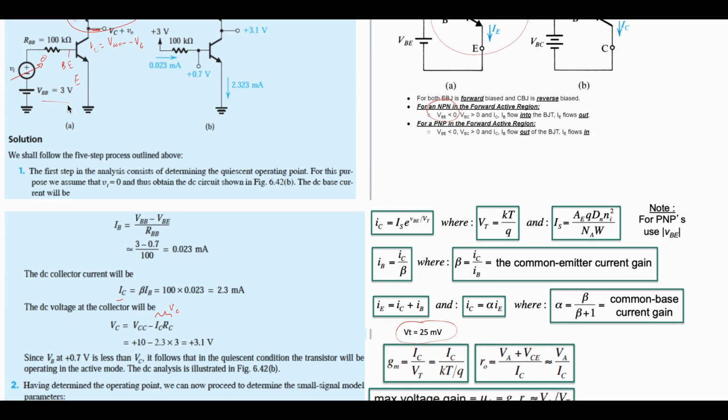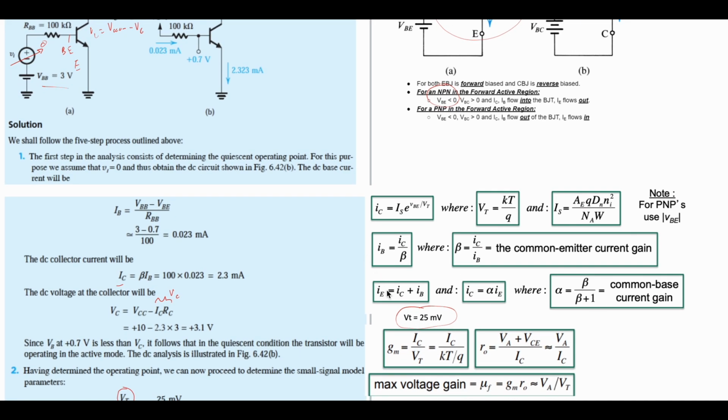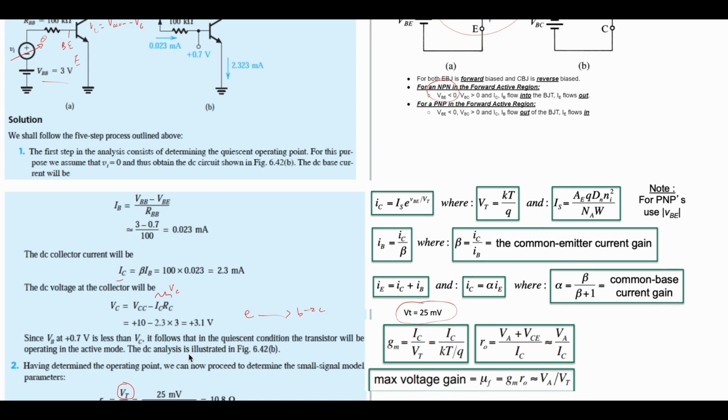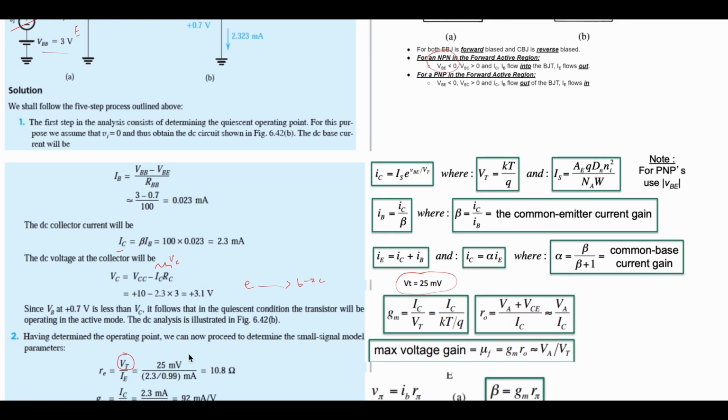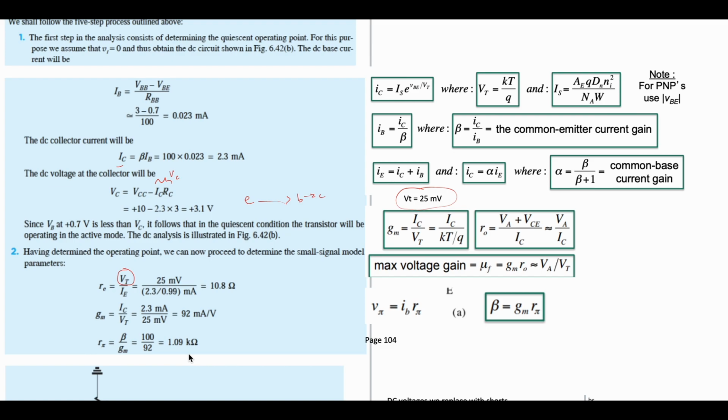It follows the quintessential condition that the transistor is going to be operating in the active mode. So we're going from the emitter to the base to the collector. So that's the active mode. And the DC analysis is illustrated in figure B. Having determined the operating point, we can now proceed to determine the small signal parameters.